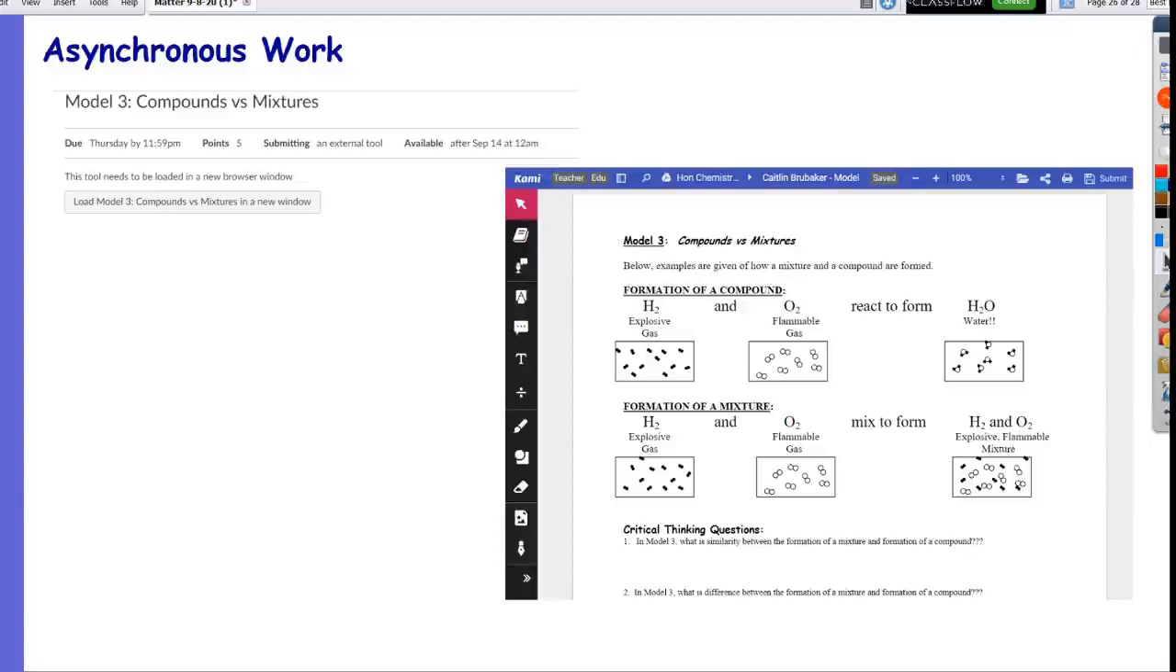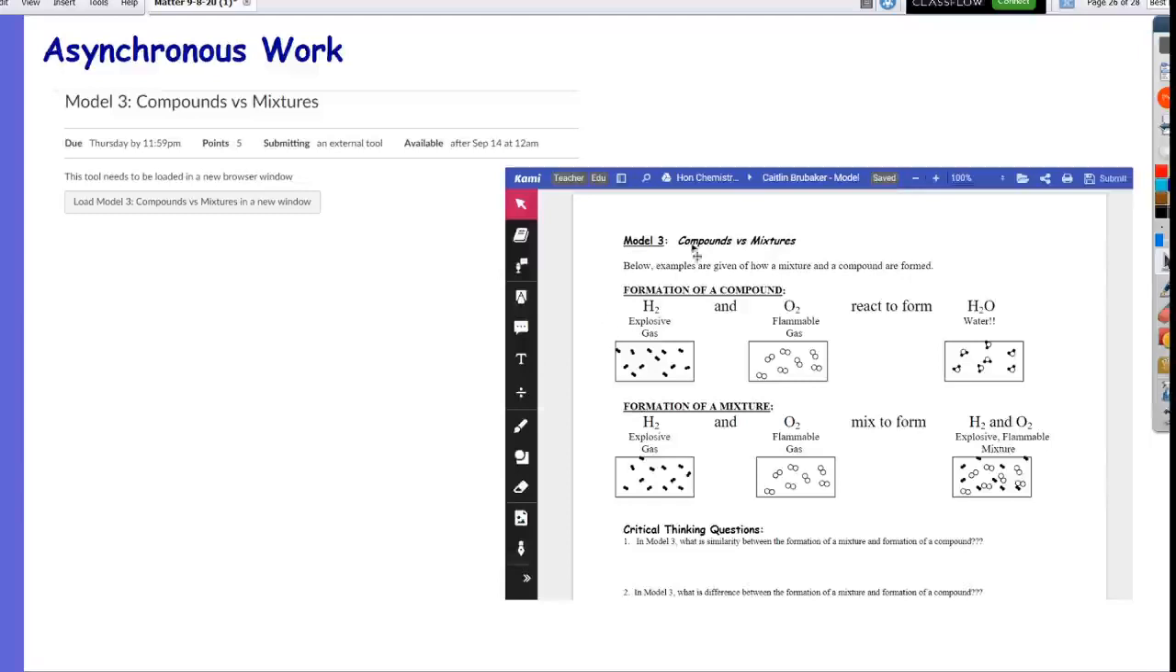And then here is the PDF of the Model 3 Compounds versus Mixtures. It's a Kami assignment, so you annotate on top of it. I ask that you just use a text color that is visible and not black so your answers jump out and are easier for me to read. Remember, a teacher who can read your answers easier can see your right answers easier. Look at the models and answer the questions by looking at the models. So see, what do you notice? What patterns do you notice?